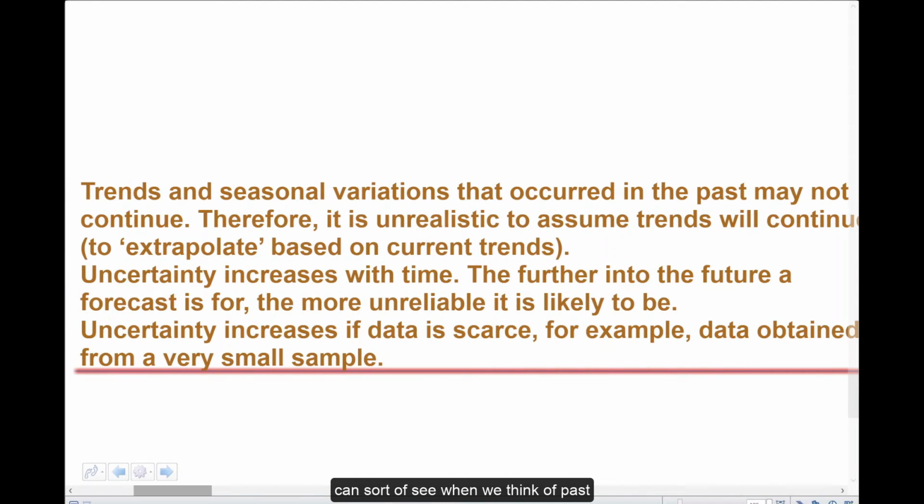When we think of past data, and we think of trends and seasonal variations that have occurred in the past, they may not continue. Just because they happened over the course of the last few years doesn't necessarily mean they're going to continue to happen in the future. So there's your first problem.